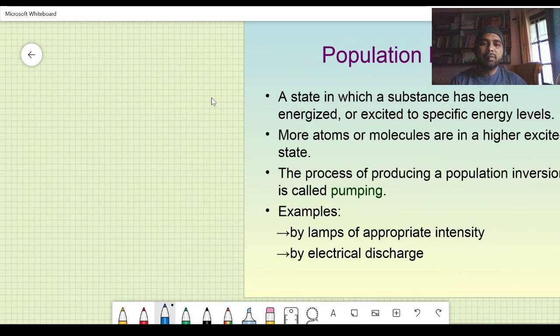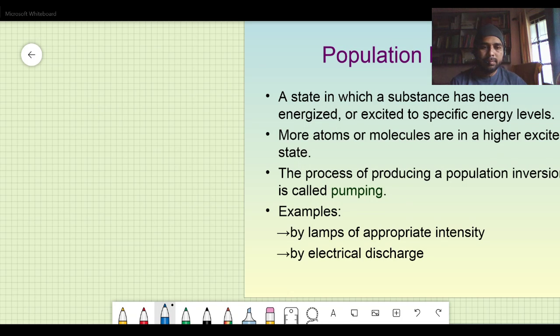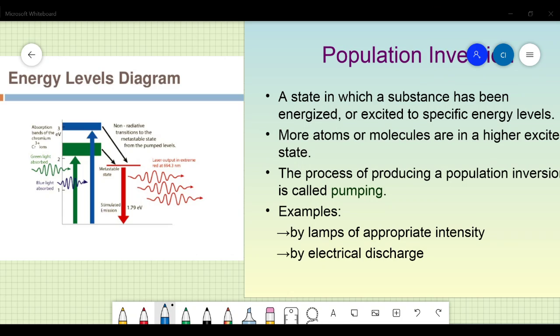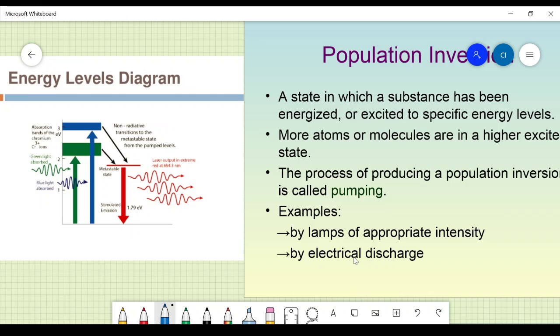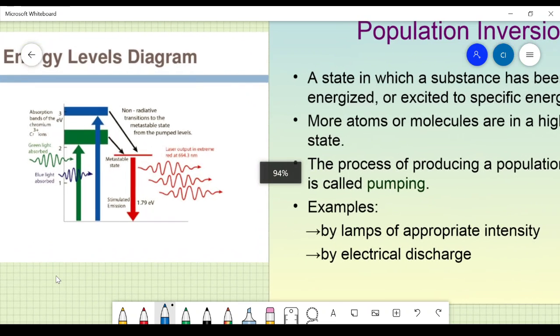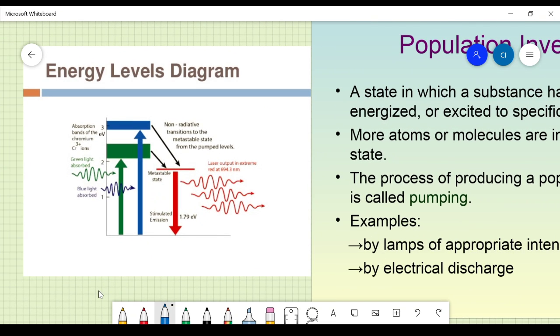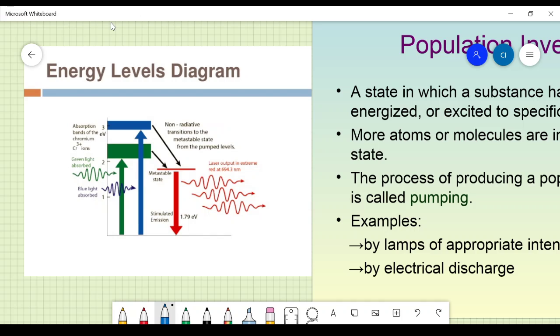For this population inversion, I'm just going to give you the picture. Import a picture, that is very good there. So I think just import it. Here is the energy level diagram that I wanted to show yesterday. Look at this, just enlarging it here. Okay, so let's look into this.